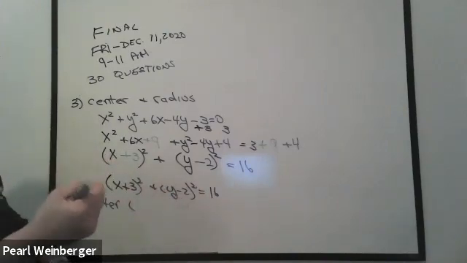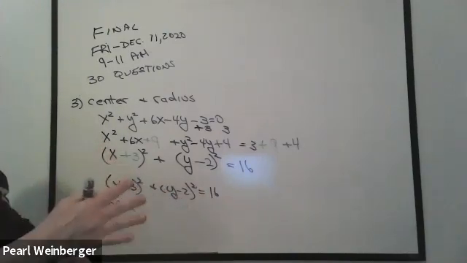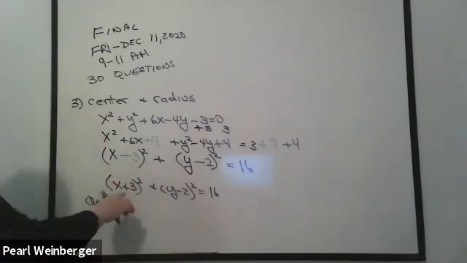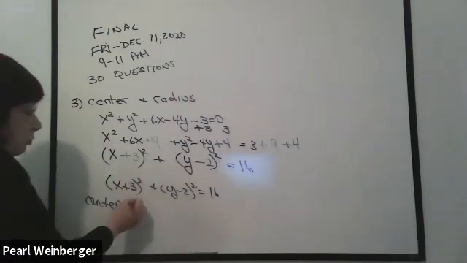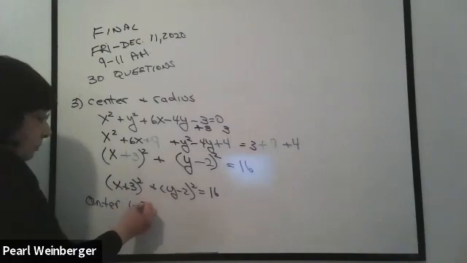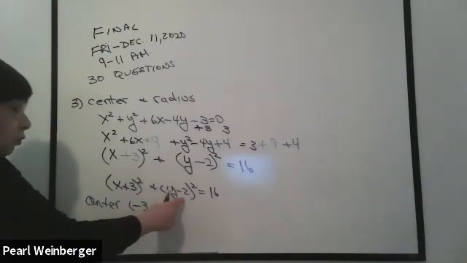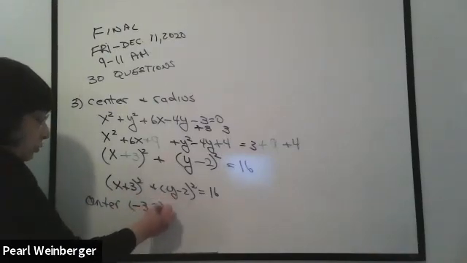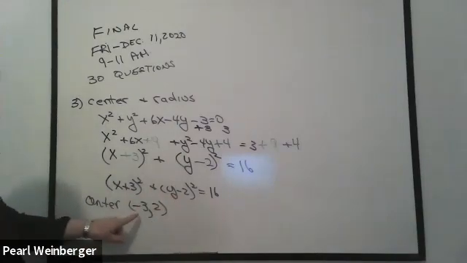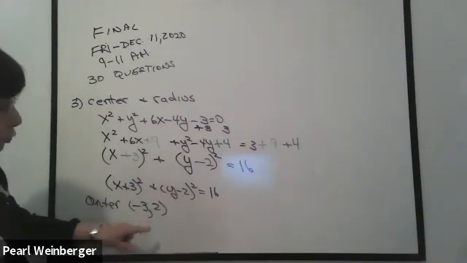Again, if it's just a plain x squared and there's no other number there, then of course that number is 0. But in this case, it's a +3. So the x number becomes -3. The y number becomes +2. You switch the sign. So your center is the point -3, 2.